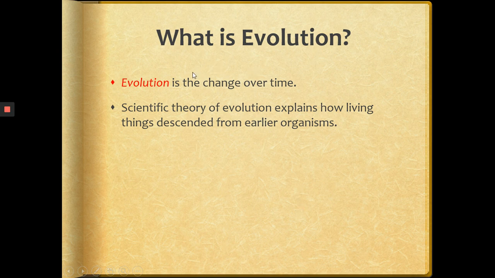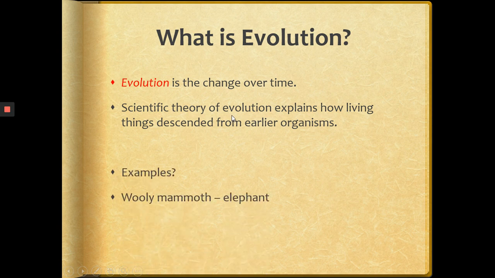All right. So a single individual cannot change over time. Okay, evolution takes place over many generations. All right, an individual organism can adapt, but cannot evolve. All right, so again, this is the theory that explains how living things descended or came from earlier organisms.